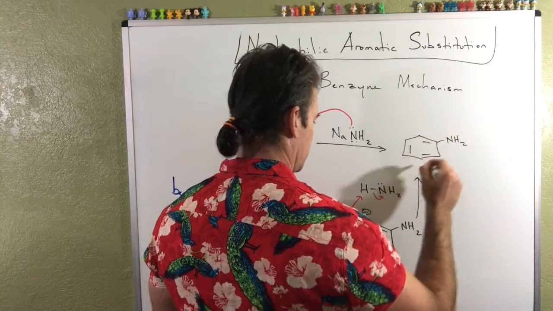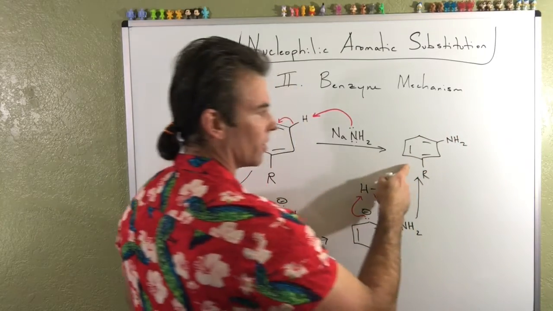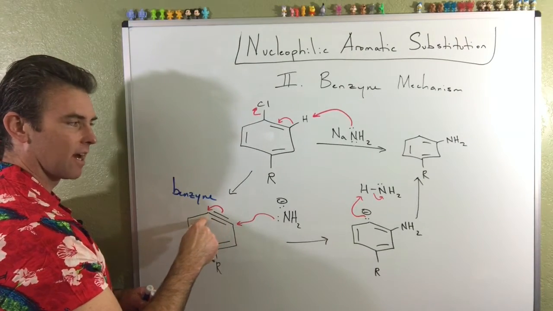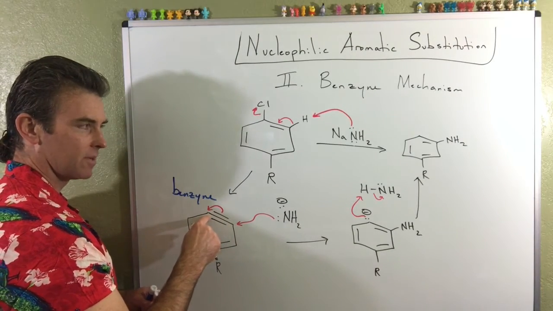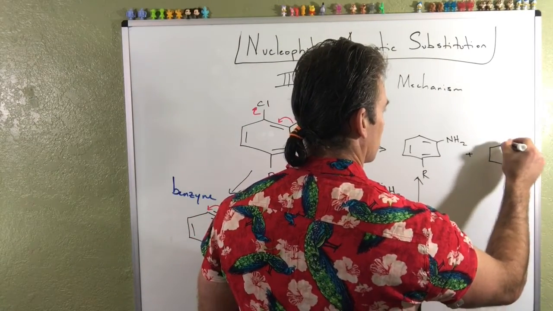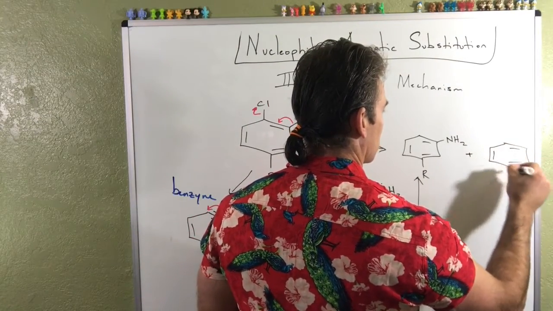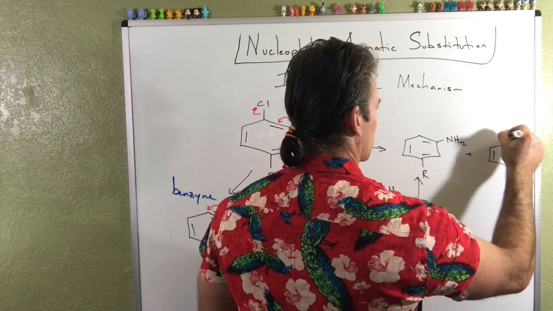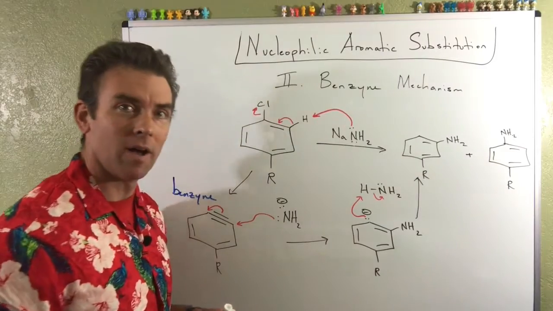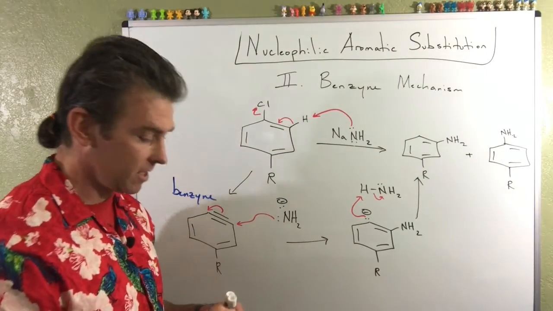which puts my NH2 right there relative to my marker group. It turns out if I had done that exact same set of mechanistic arrows, but instead attacked that position, I would also end up with putting an NH2 group onto the other position.